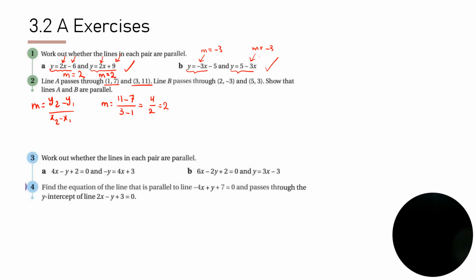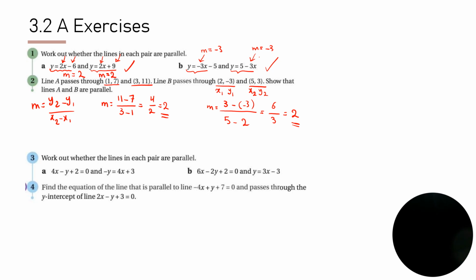Okay, for the second line, B, the points that are given, 2 and negative 3, consider this one x1, y1, and the other x2, y2. Find the gradient for them. Okay, y2 minus y1, it's 3 minus negative 3 over 5 minus 2. Okay, 3 minus negative 3 would be 6 over 5 minus 2 is 3. 6 over 3 would be 2. Okay, the gradients are equal. Both of them are 2, therefore the lines are parallel.